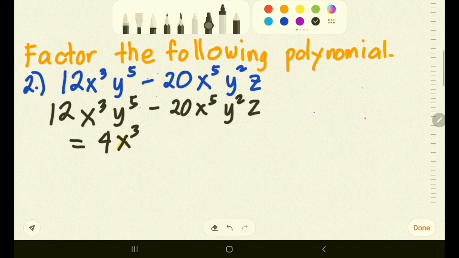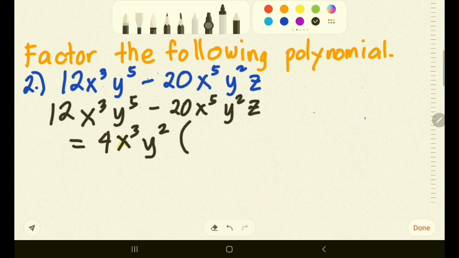Okay, x cubed. Now, for y to the power of 5 and y squared, that's obviously y squared. How about z? As you notice, in 12x cubed y to the power of 5, there is no z. So that's obvious that z is not a common factor for the two terms. So 4x cubed y squared is the GCMF.